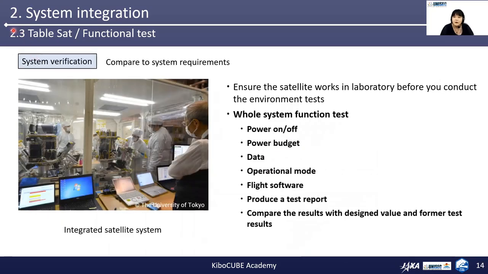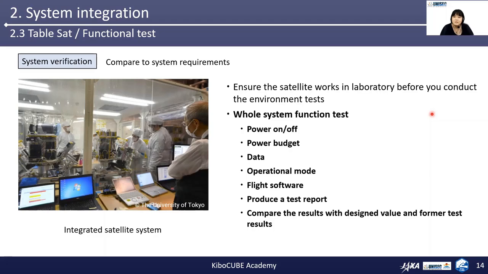After building up the system as the satellite configuration, the system verification phase is conducted. In this phase, the satellite functions are verified compared to the system requirement. In this phase, the satellite is tested to make sure it works correctly in the laboratory before conducting the environmental test.